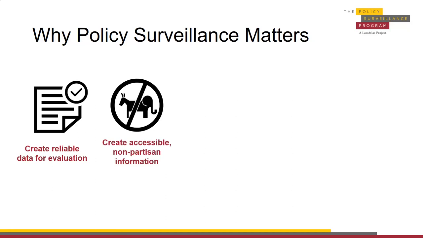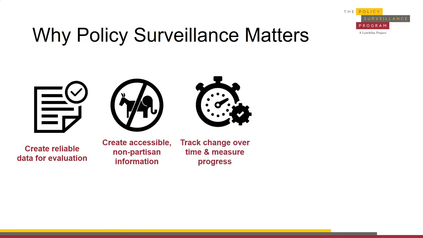And then policymakers can also use policy surveillance data to see where legislation already exists in an area that they're looking to legislate and what it looks like and how they could potentially improve upon it. Additionally, in this same idea, policy surveillance tracks changes over time and measures progress. Policymakers can see what elements of laws have the most movement in other states, what elements of laws don't have movement in other states, also important.